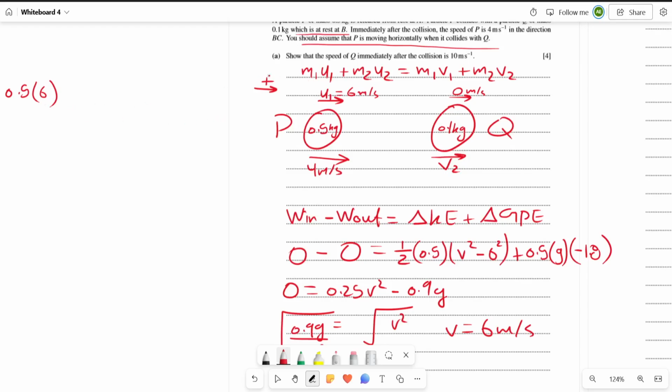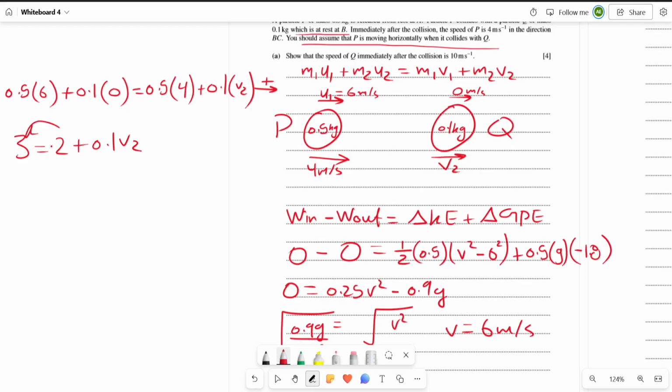So m1 times u1 plus m2 times u2. What is u2? The initial velocity is 0. This is going to equal m1 times v1, so 0.5 times v1, which is the final velocity of P, which was positive 4, plus m2 times v2, which is my unknown that I want to know. So this part over here is going to be 0.5 times 6 is 3, equals 0.5 times 4 is 2, plus 0.1 v2.